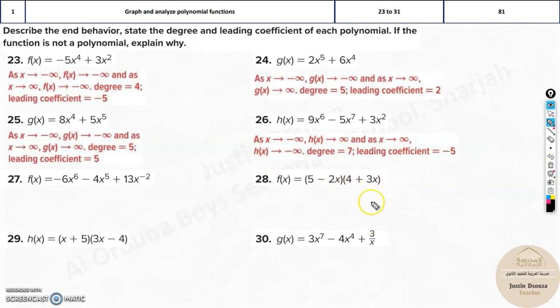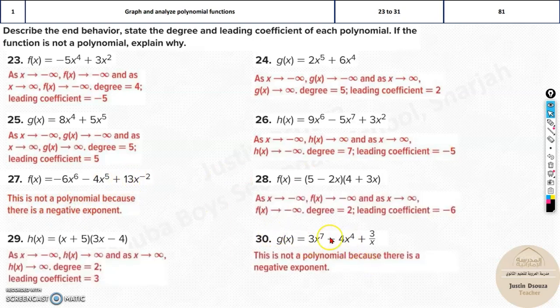So what it means is this is a polynomial, x cubed plus 3. Now, if it is having any negative power or it's a fraction, it's a negative power itself when you bring it up, so they are not polynomial equations. So this is not a polynomial because there's a negative exponent. This is also not a polynomial. Why? Because there's a negative exponent.